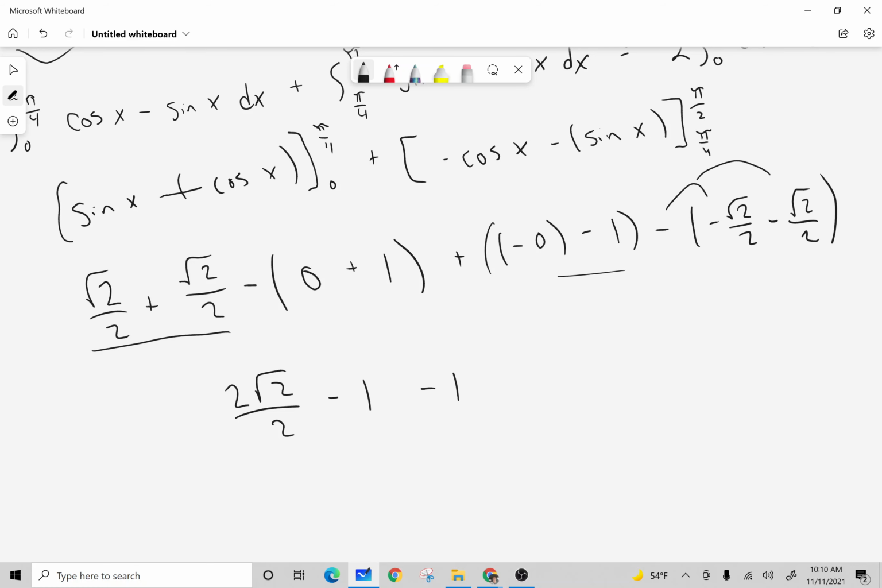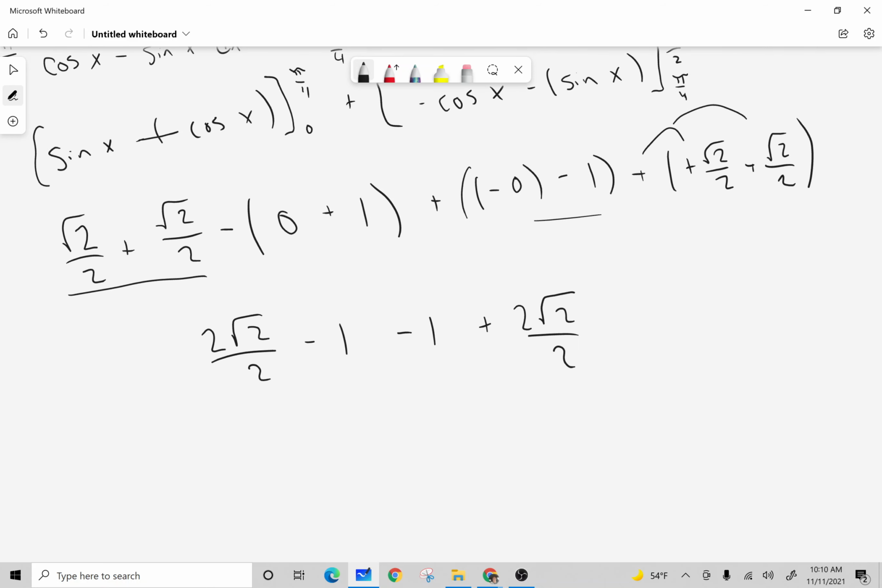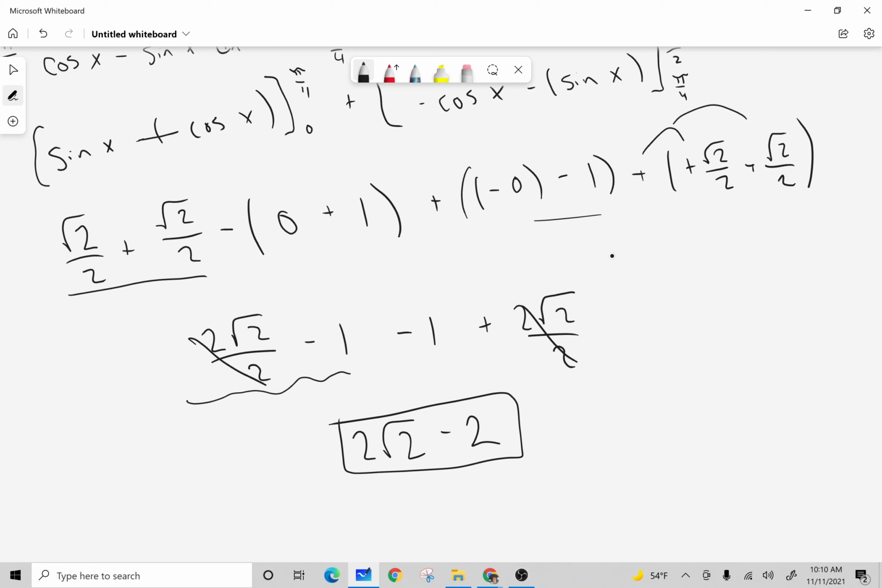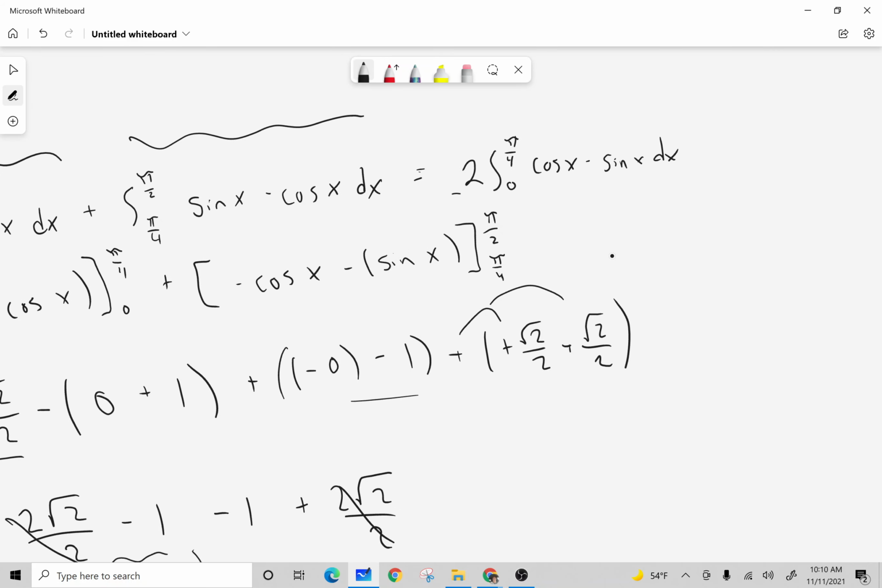Distribute, these are positives now. This is plus 2 square root 2 over 2. Okay, these cancel. This leaves us with 2 square root 2 minus 2, and that is our solution to this. And you'll see right away, if you double this, you will get exactly what we have here, because it is symmetric, and that will be the solution to this equation.